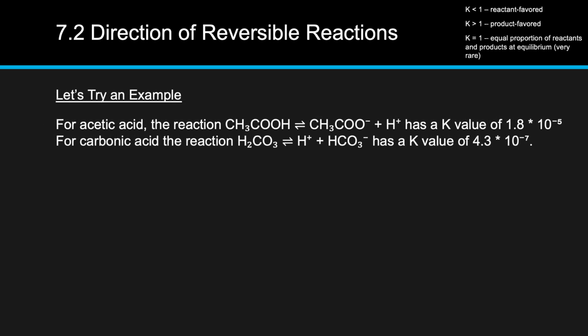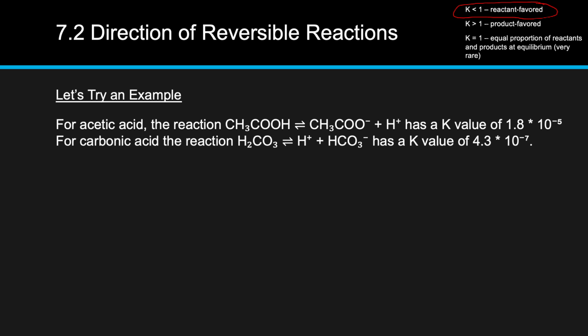All right, so let's go over an example to solidify what we've learned in this lesson. So we have two reversible reactions, one with acetic acid and one with carbonic acid. The reversible reaction with acetic acid produces a K value of 1.8 times 10 to the negative fifth, and the reversible reaction with carbonic acid has a K value of 4.3 times 10 to the negative seventh. So looking at these K values, we know that both of them are less than 1, which means both of these reactions are going to be reactant favored. Now, what does reactant favored mean? It means that the reactants are going to have a higher concentration than the products will at equilibrium.